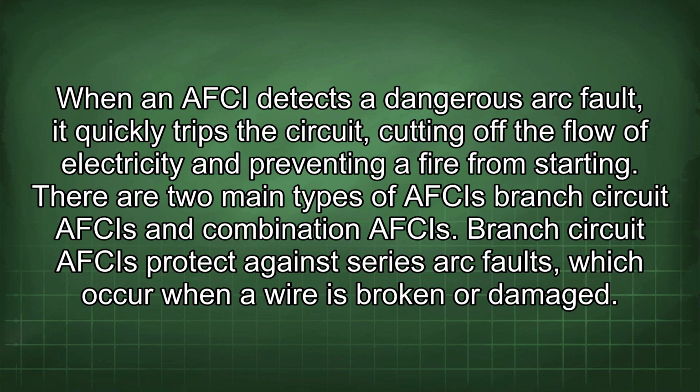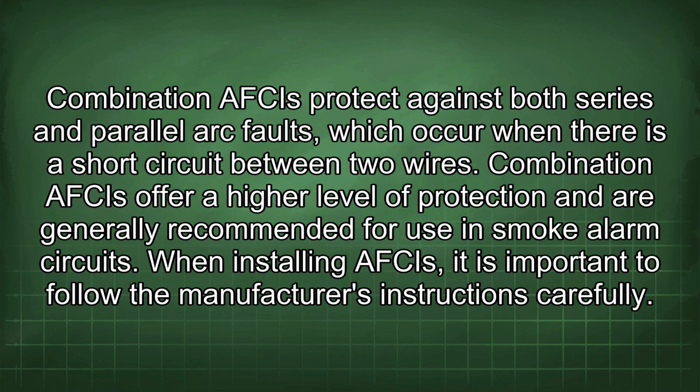There are two main types of AFCIs: branch circuit AFCIs and combination AFCIs. Branch circuit AFCIs protect against series arc faults, which occur when a wire is broken or damaged. Combination AFCIs protect against both series and parallel arc faults, which occur when there is a short circuit between two wires. Combination AFCIs offer a higher level of protection and are generally recommended for use in smoke alarm circuits. When installing AFCIs, it is important to follow the manufacturer's instructions carefully.